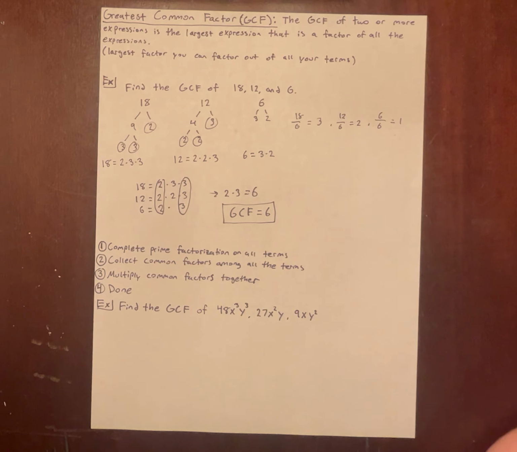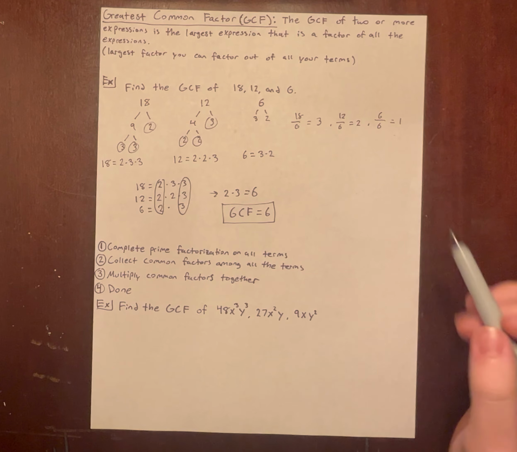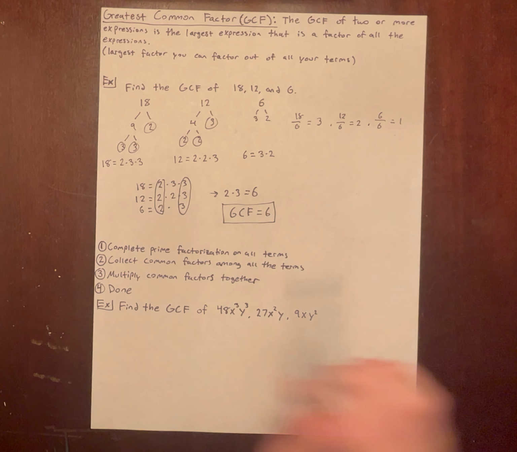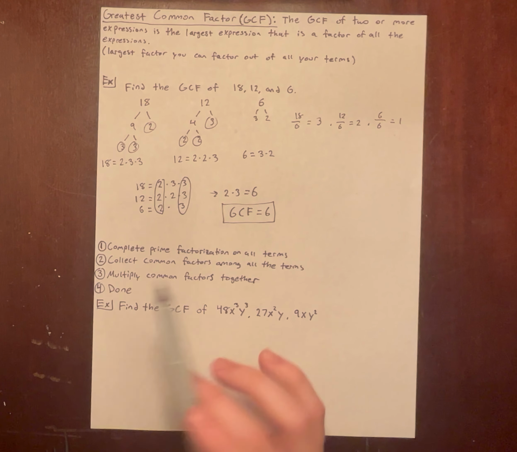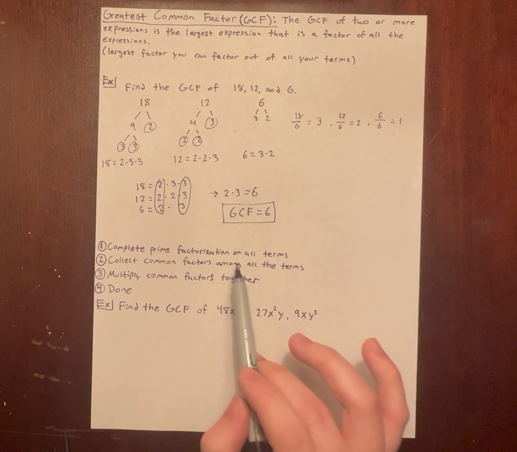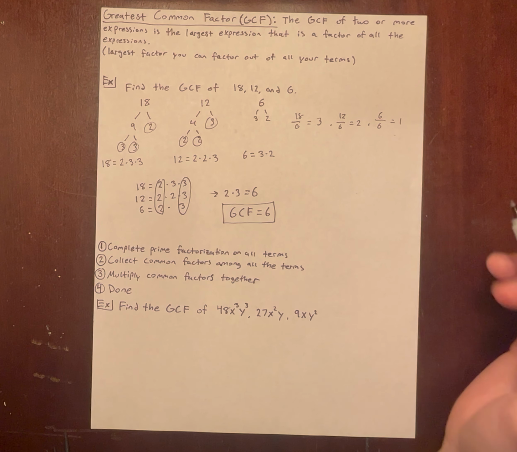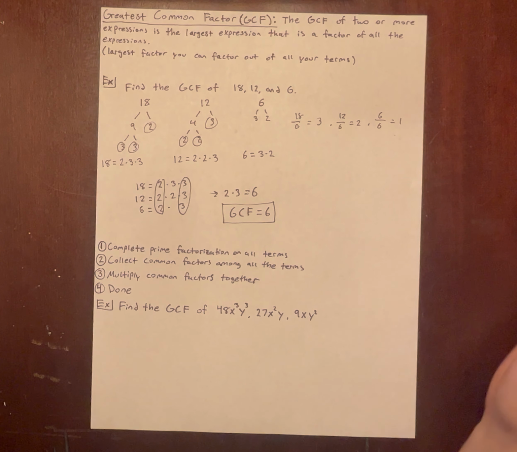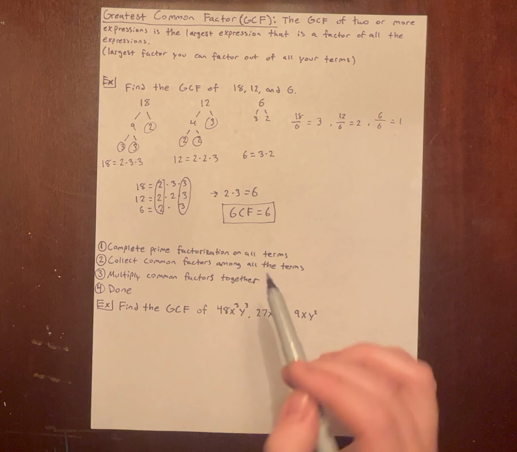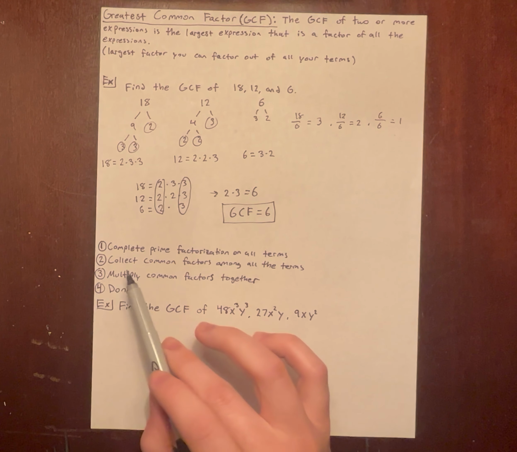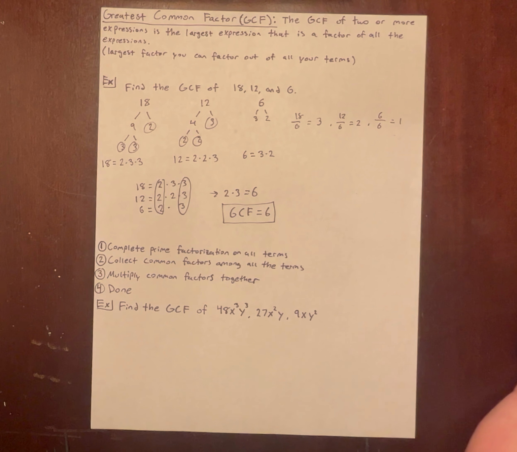And so your GCF is 6. Now, a formal set of steps to do this is: step 1, complete prime factorization on all terms. If you want a methodology to do this every single time, always complete a prime factorization. Number 2, collect common factors among all the terms.